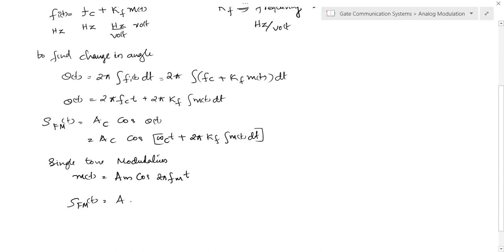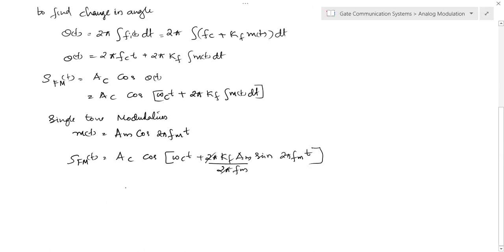So in the case of singleton modulation, you can write AC cos in place of omega ct plus 2 pi kf. In place of m of t, you can substitute am cos 2 pi fm t. And if you integrate this, you will get am sine 2 pi fm t divided by 2 pi fm. Okay. So if you observe this, we'll simply integrate this m of t. So you'll get am sine 2 pi fm t divided by 2 pi fm. And you can see that 2 pi will be cancelled.